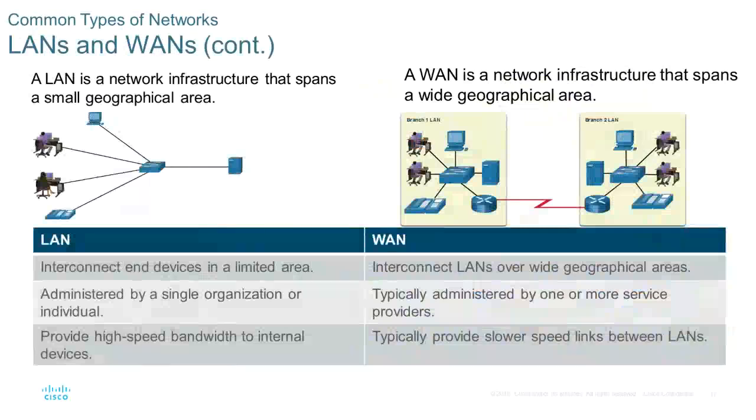I won't read this one. So basically, same organization, locally administrated for the LAN. WAN is administrated by a team, and your WAN links are very much slower than LAN links. They tend to be about 2 megabits per second, and with your LANs you're getting gigabits per second now.